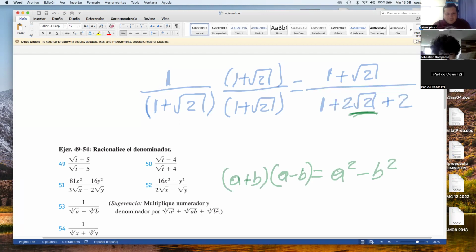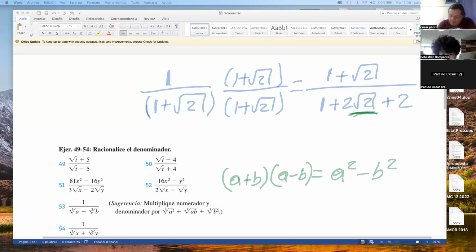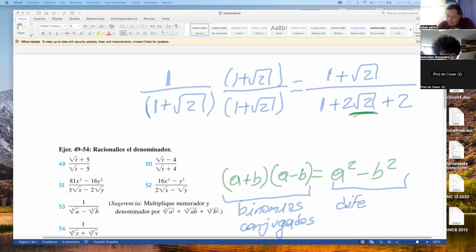I am trying to know how to say it in English. In Spanish, we say binomios conjugados, and this is diferencia de cuadrados. I don't know what you call that in English. Let me see. Conjugated binomials. Difference of squares.